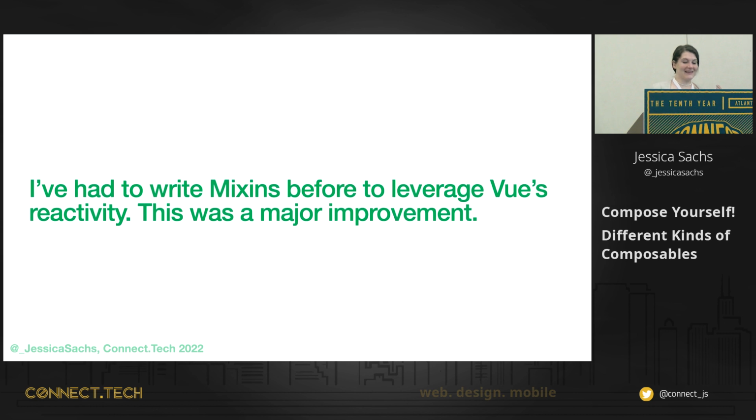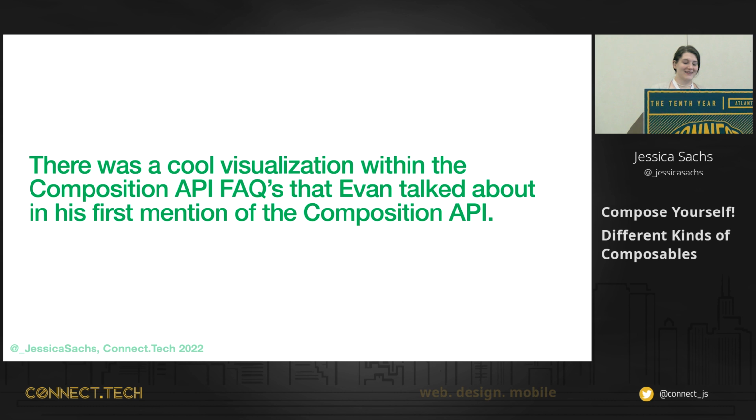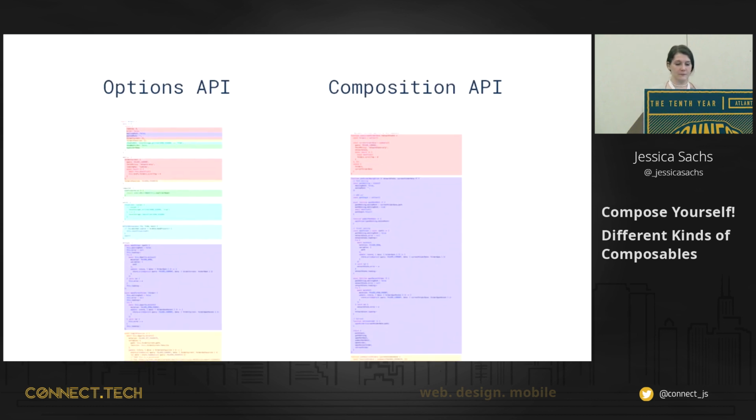But I knew that there was something missing, and I'd had to write mixins before. I knew it was a major improvement, but there was this cool visualization that Evan created. The first time he announced the composition API, the first time he made that composition API RFC, show of hands, who has read the giant RFC on the composition API? Two hands? It has like 400 comments or something on that RFC. It's giant. And he shared this photo.